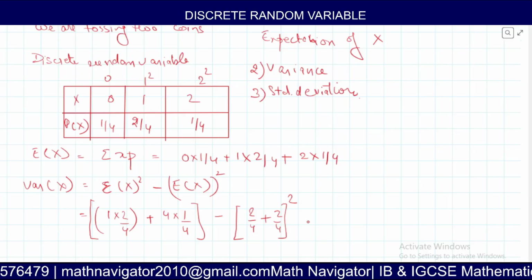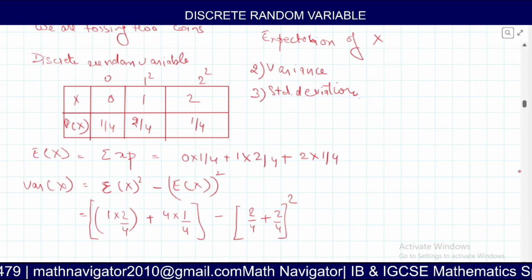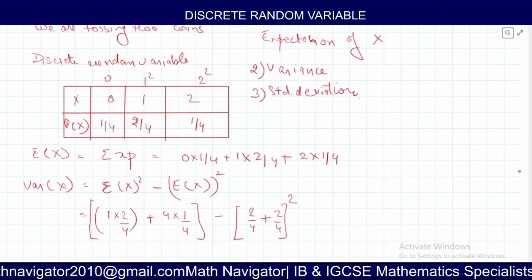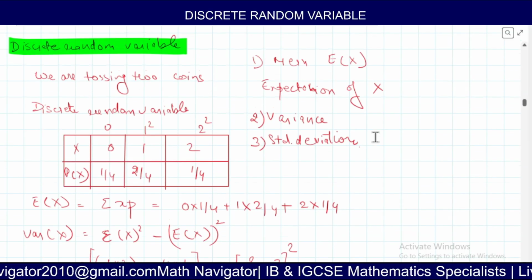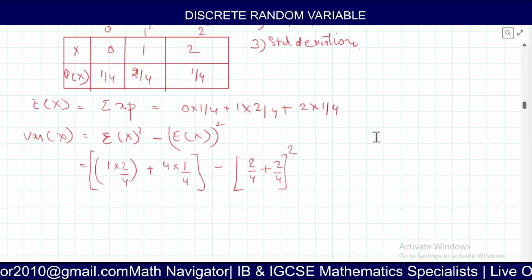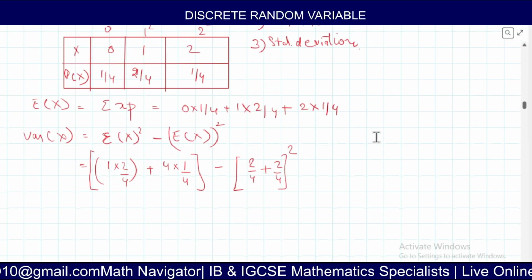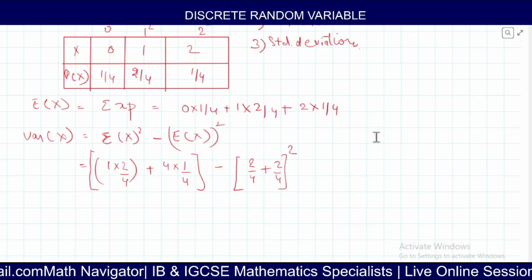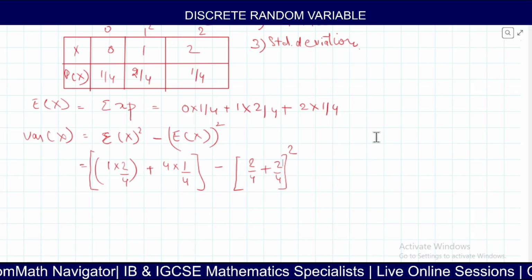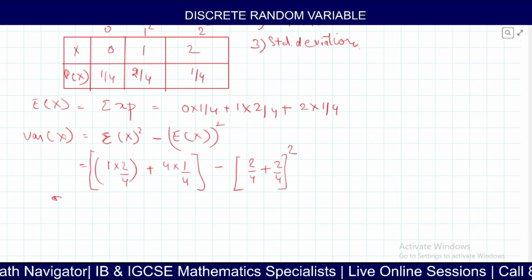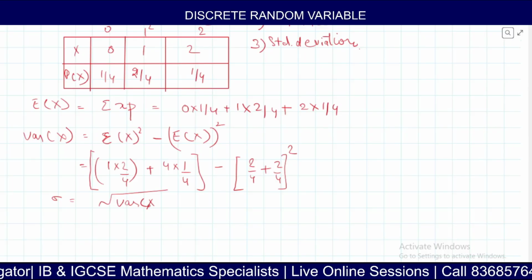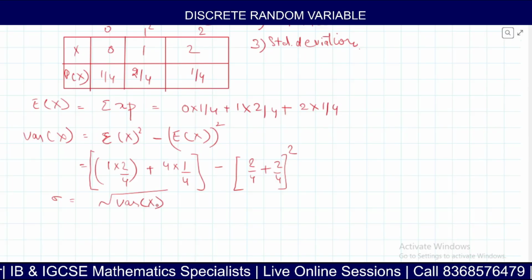This is the formula. You can do it on the calculator as well by using the stats mode, right? I'll explain how it is done. So this is what we are going to do in this lesson: how to find the expectation, the variance, and the standard deviation. Standard deviation is nothing but the square root of variance of x, right?